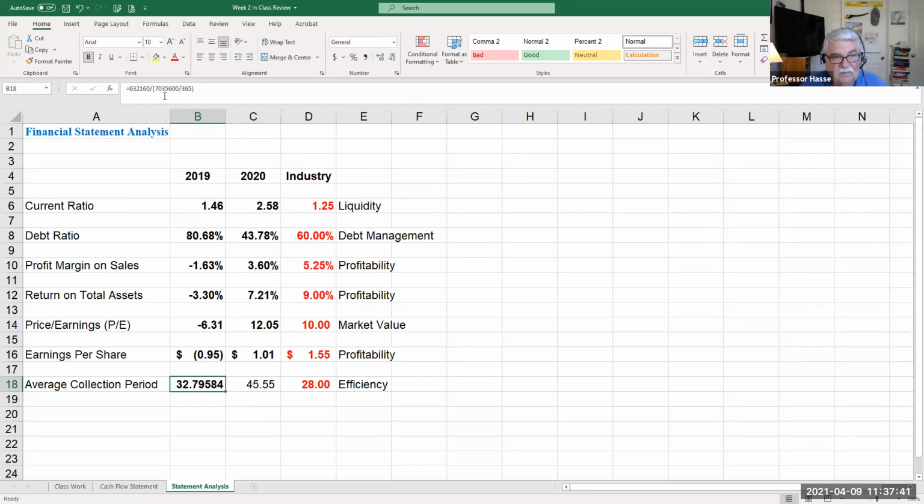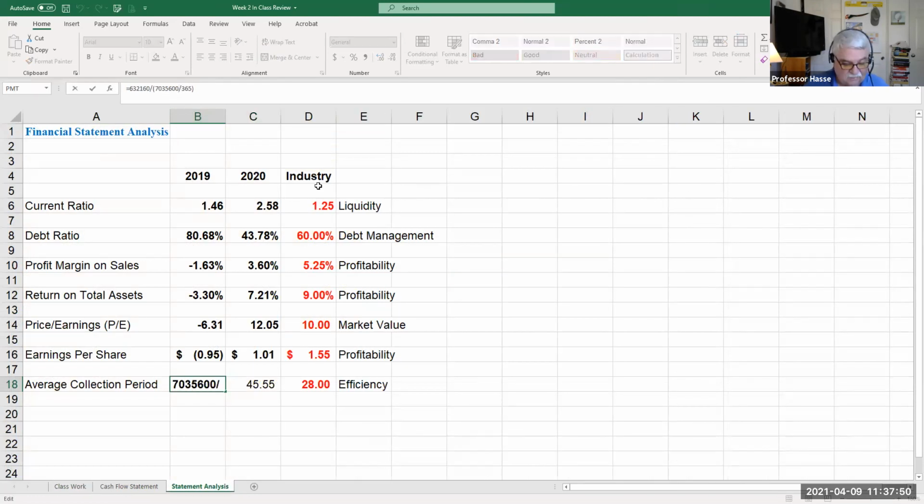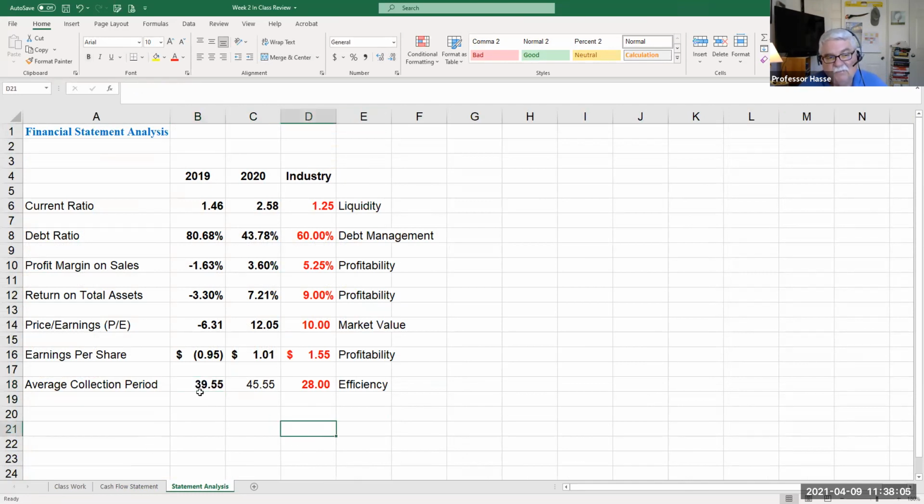And let's fix this in 2019. Our total sales were not 7,035,600. That was 2020. Our sales were 5,834,400. So let's check the correct 2019. 5,834,400, and there's our correct amount. So in 2019, our average collection period, and let's round to the nearest number there, there we go. So about 40 days in 2019 and almost 46 days to collect our receivables in 2020.